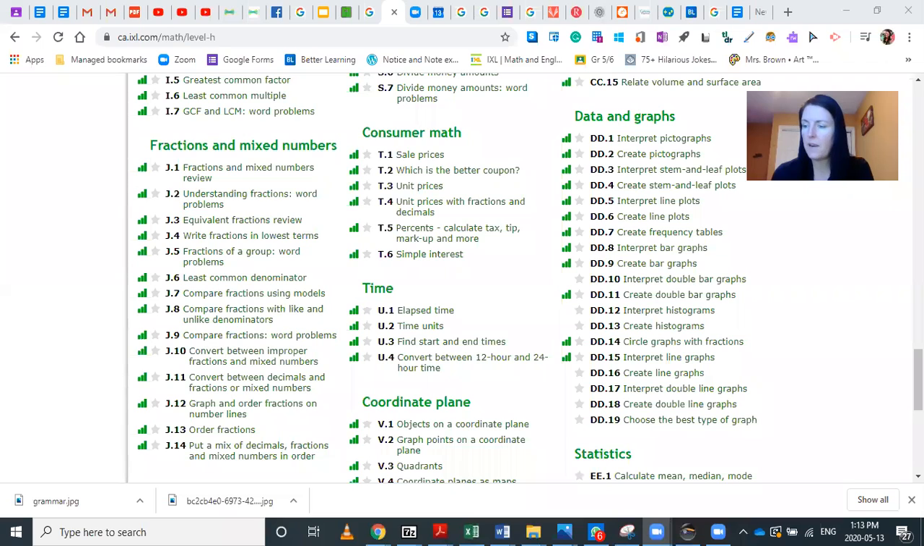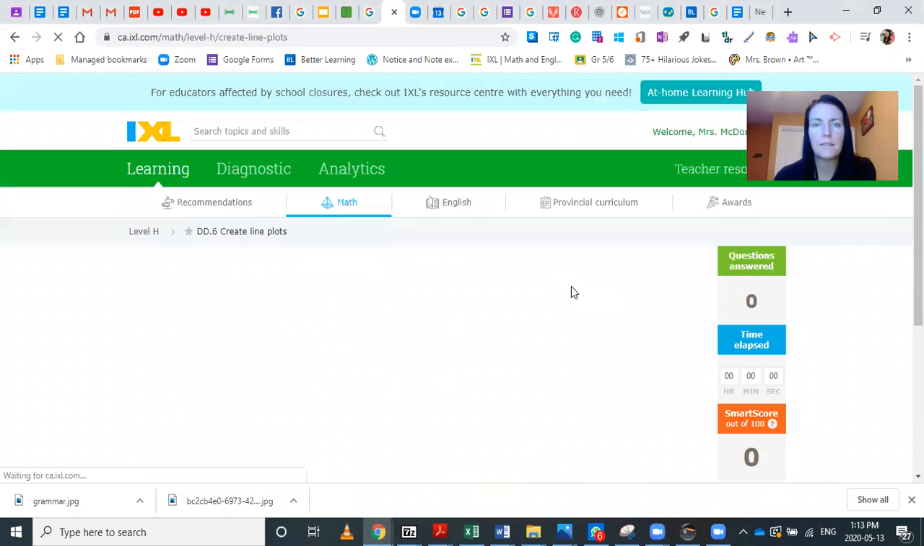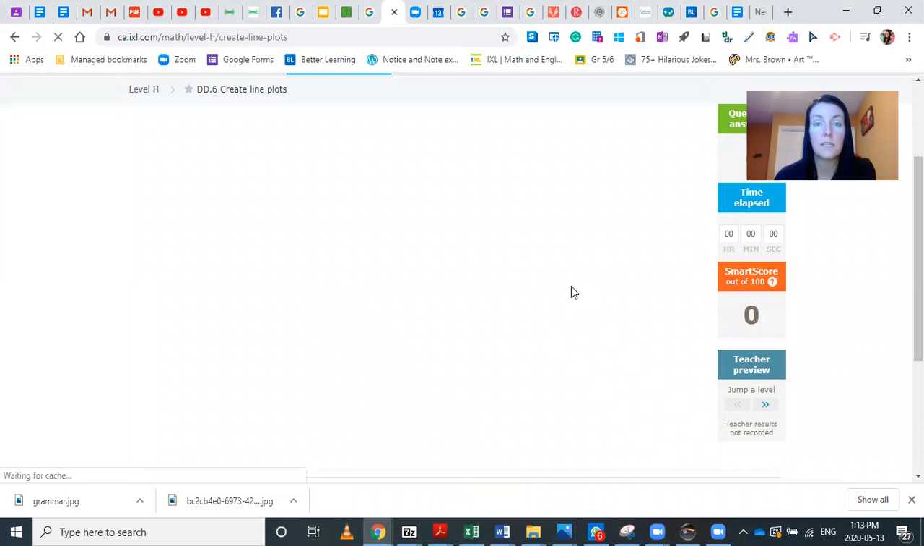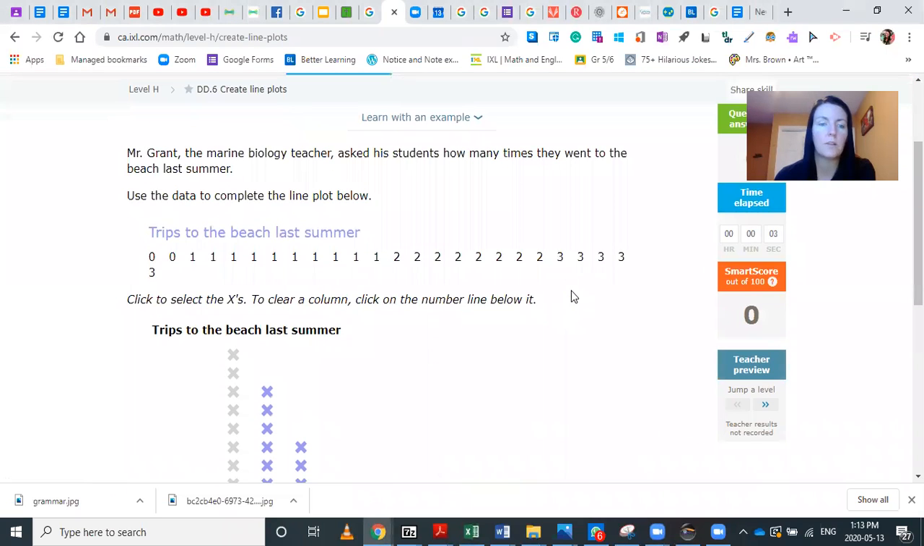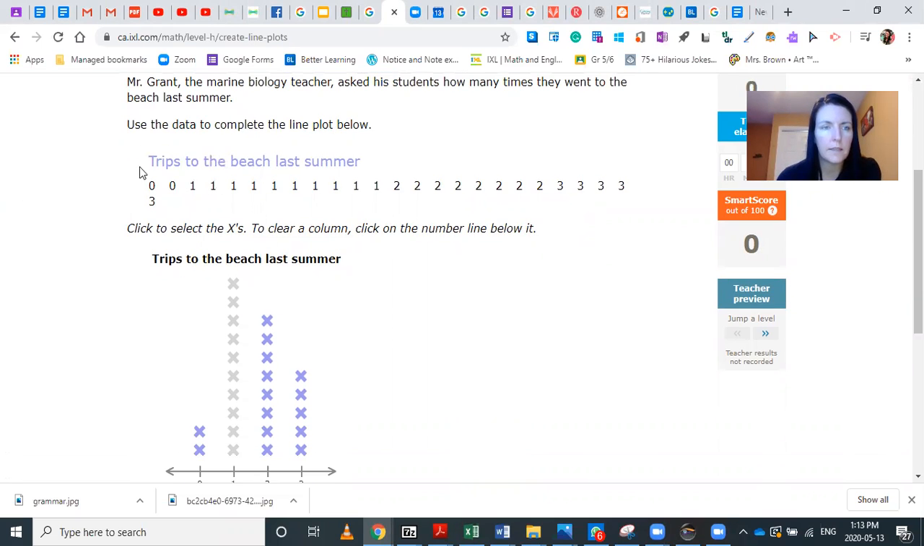We're going to continue with data and graphs, and today we're looking at creating line plots and creating frequency tables. So we're going to be creating in two different areas. Line plots you interpreted yesterday, you learned how to read them. Today we're going to show our skills by creating or completing a line plot. So let's have a look at this one.